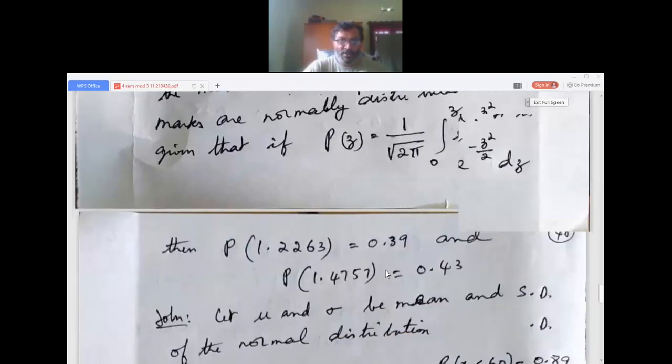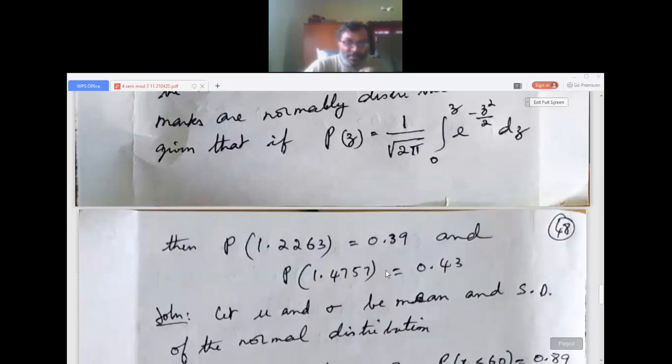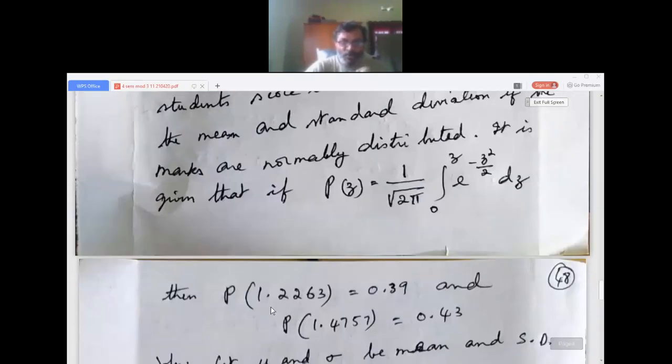Now the solution. Like this they'll give it in the exam. They've given here P of 1.2263 is 0.39. This is from the table. If you refer to the table, you can make out. P of 1.2263 is 0.39 and P of 1.4757 is 0.43. So the mean and standard deviation we have to find out.